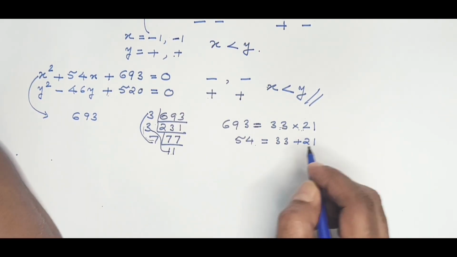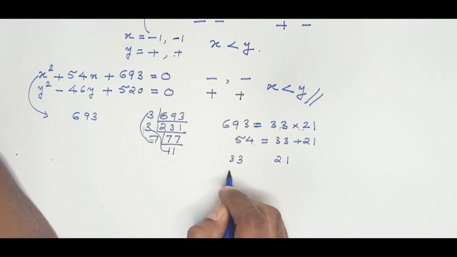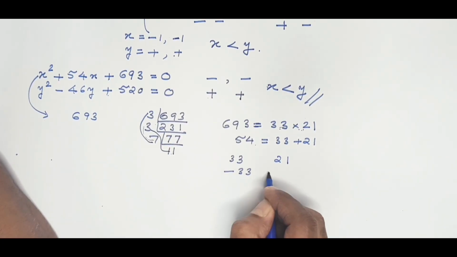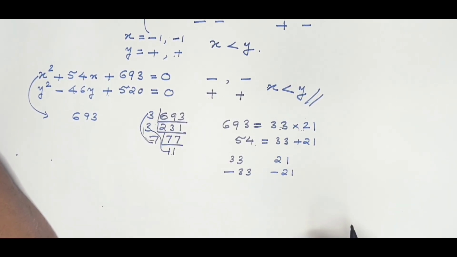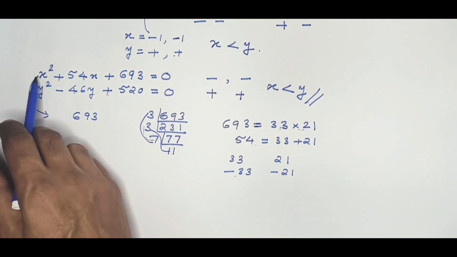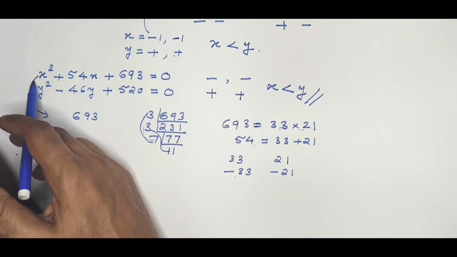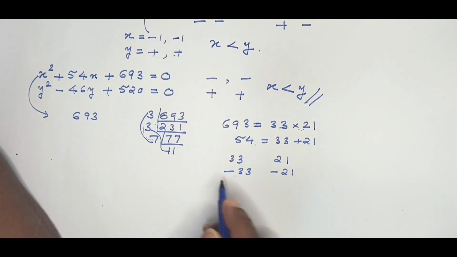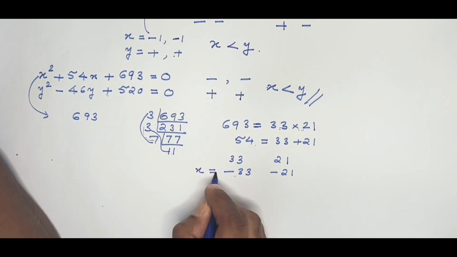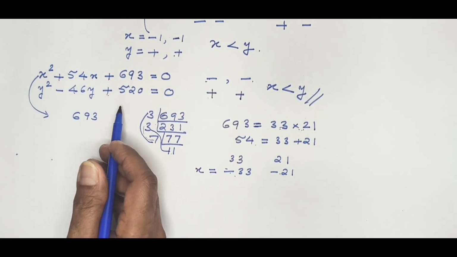After that, to get the roots, what do you do? Write 33 and 21. Since both are plus, you put minus 33, minus 21. Then in the last step, you divide these numbers by the coefficient of x squared, which is not really needed because the coefficient is 1. So you will get the same numbers, and these are the values of x. See, both are negative. This is what I said. If you want, I'll show you the other one also.